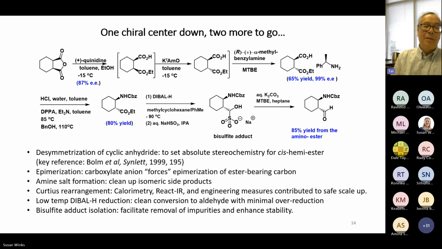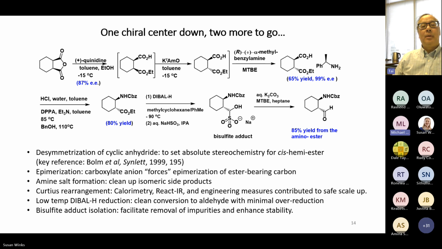So, we did 1 chiral center now, right? There are 2 more to go. And the amino aldehyde piece is actually not any easier than the piperidine part. As we recall, we used Professor Corey's chemistry for the toxicology campaign. We got some new inspiration from Professor Carsten Bolm from Germany.